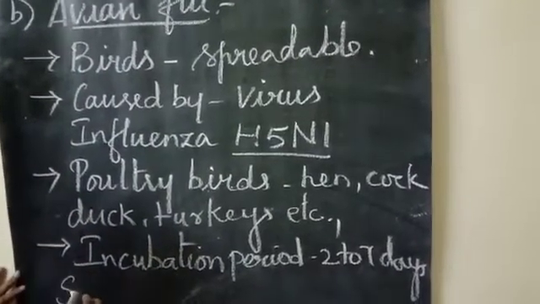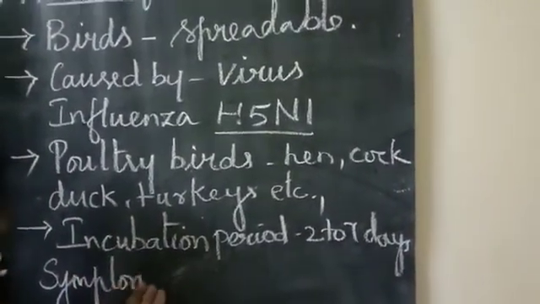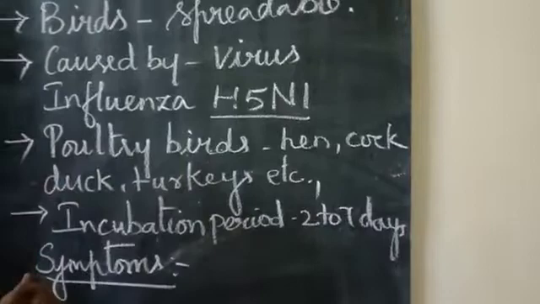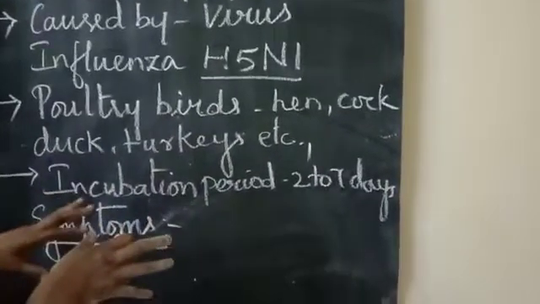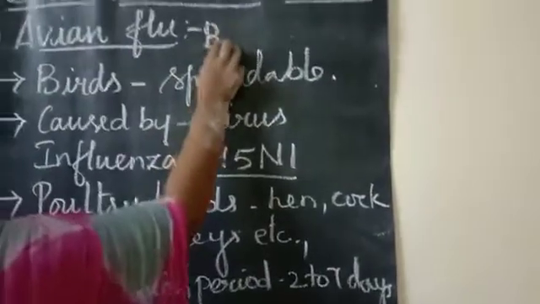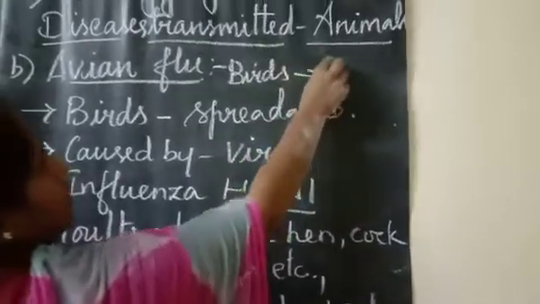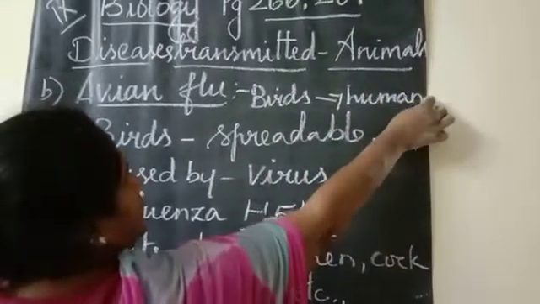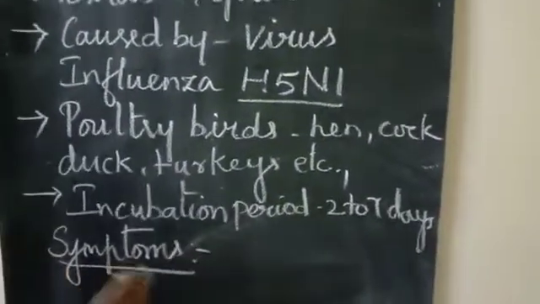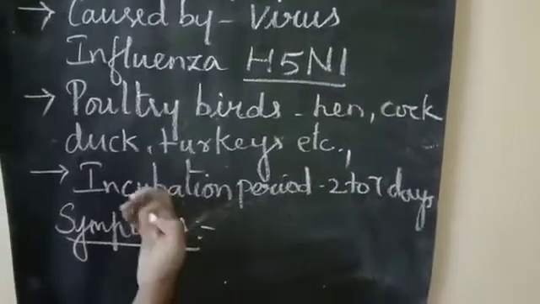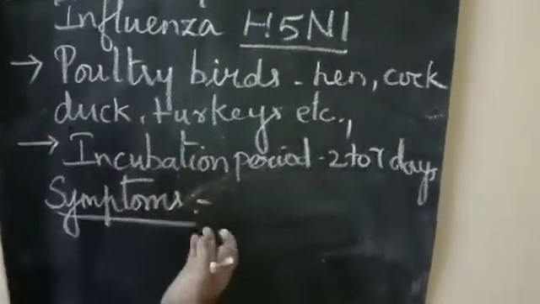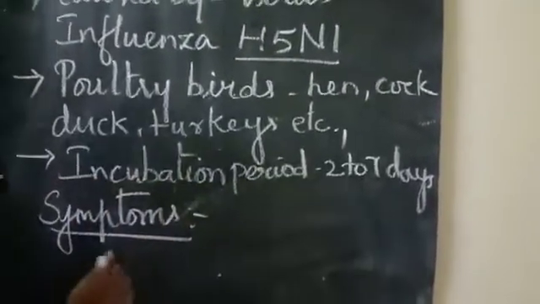Next, the symptoms. What are the symptoms we can see here? If the infected birds are taken by a human being, the human will be affected by avian flu. So this spreads from birds to human. Next, the symptoms: fever, cough, sore throat, a running nose, muscular pain, body ache, fatigue, headache. The eyes will become red in color. So these are all the symptoms we can see.